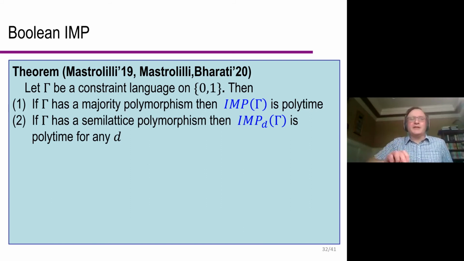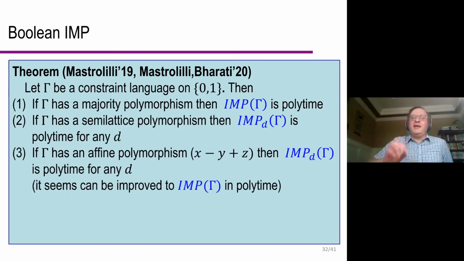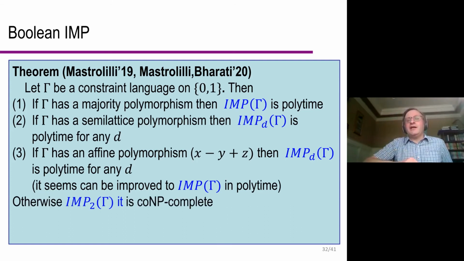Okay, that's a little bit less than that. If gamma has an affine polymorphism, then we can solve IMPD. Actually, it seems like we can improve it to IMP, but okay, well, that needs to be verified. In all other cases, IMP is going to be complete. So in a sense, this is Schaefer's theorem for the IMP. And we clearly would like to make it stronger, improve it to a dichotomy theorem for general IMP as well.